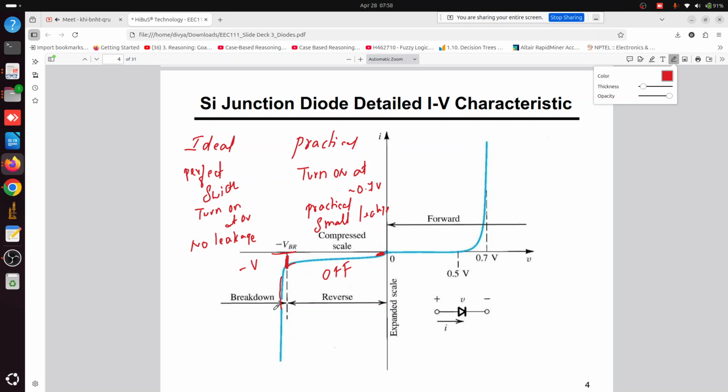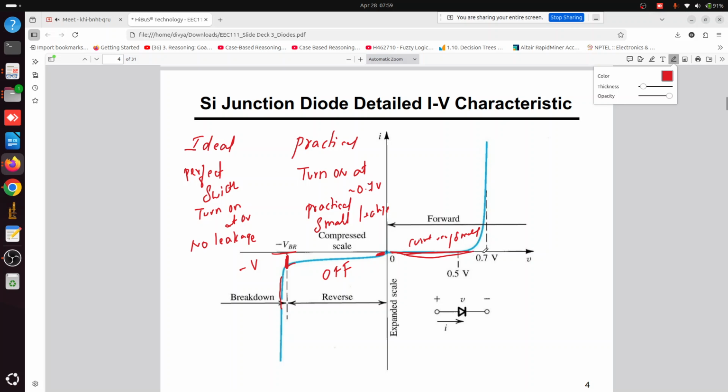Now we'll come to the forward region. Before turning on, before here, current is very small, even close to zero. And now what happens when it reaches around 0.7? This is the cut-in voltage.